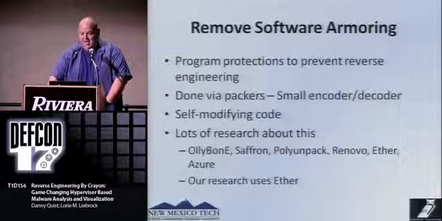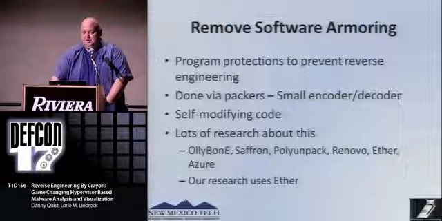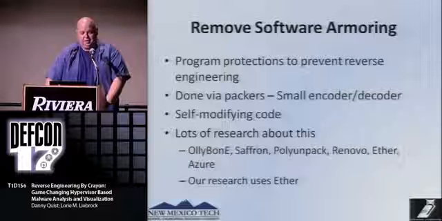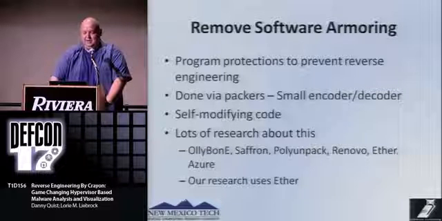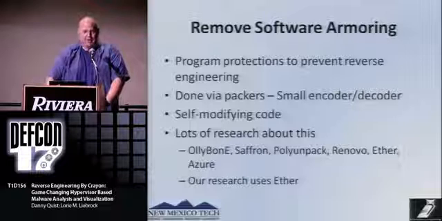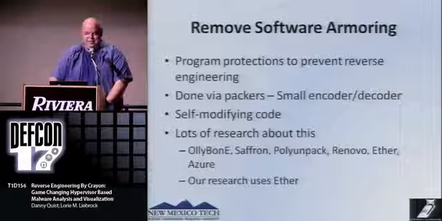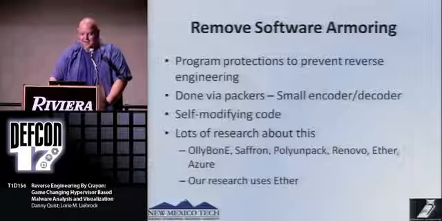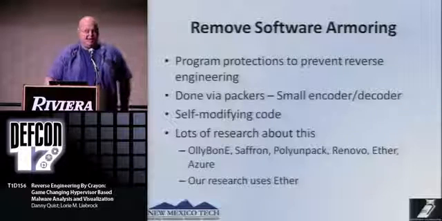Okay, so now removing software armoring. Software armoring is just protections to prevent reverse engineering, or make the program smaller, or protect it in some manner. This is done via packers, which are just self-modifying code. There's a whole lot of research out there on this: OllyBone, Saffron, PolyUnpack, Renovo, Ether, and Azure. This research is going to use Ether.